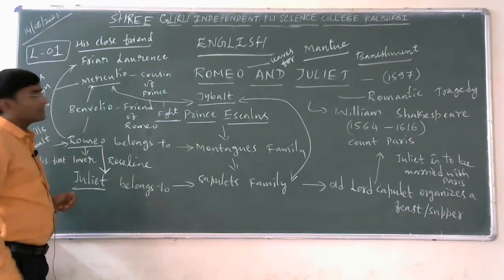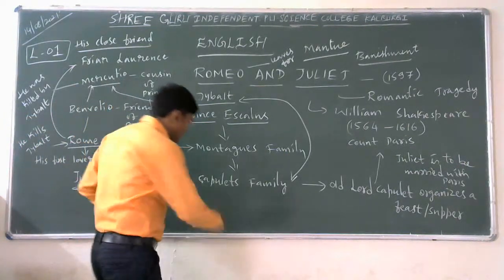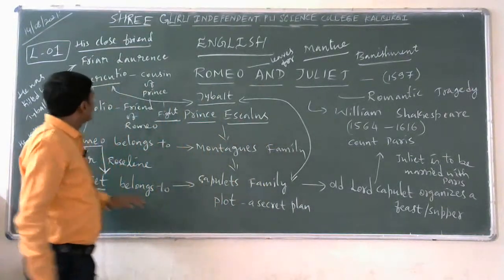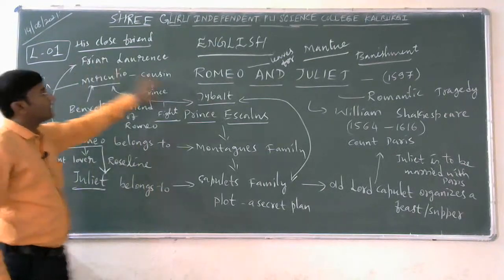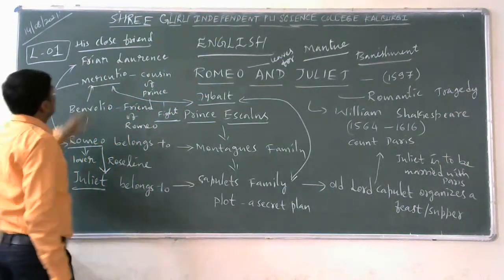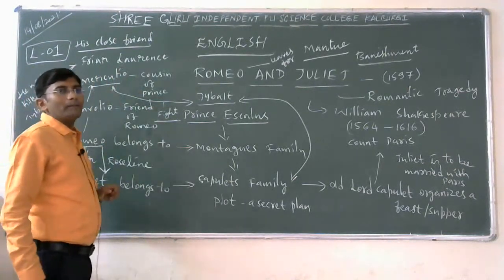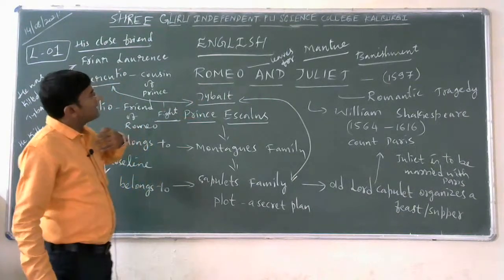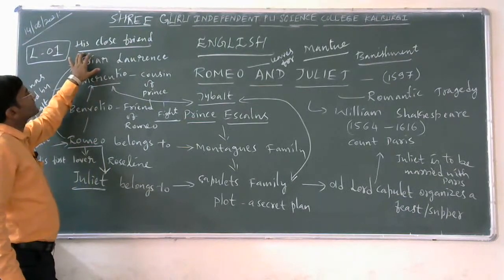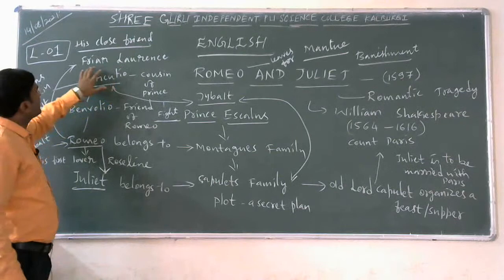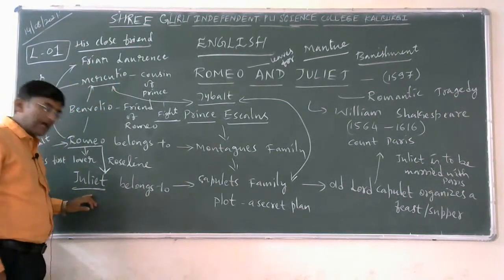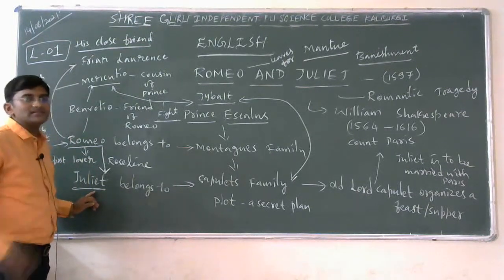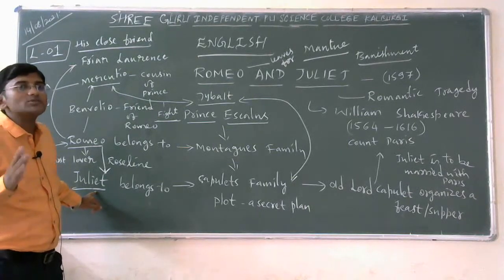So they made a plot, in the sense a secret plan, my dear students. So what was the plan made by Friar Lawrence, the close friend of Romeo? Romeo, as he is in punishment, just leaves the city, and after that his close friend Friar Lawrence gives the idea to Juliet that she must consume a poison and act as if she is dead by lying down nearby the tomb.